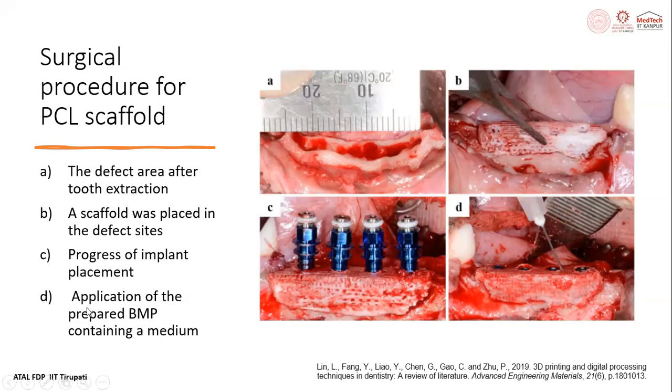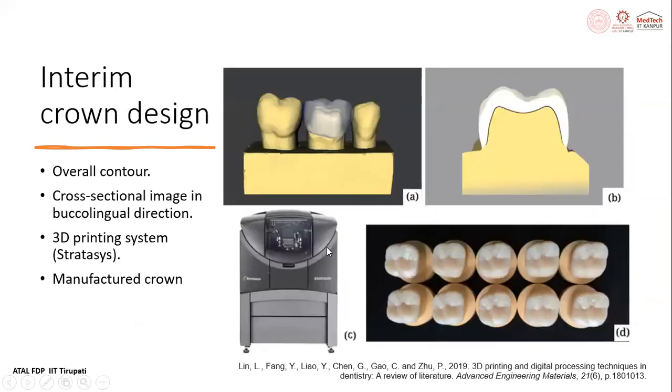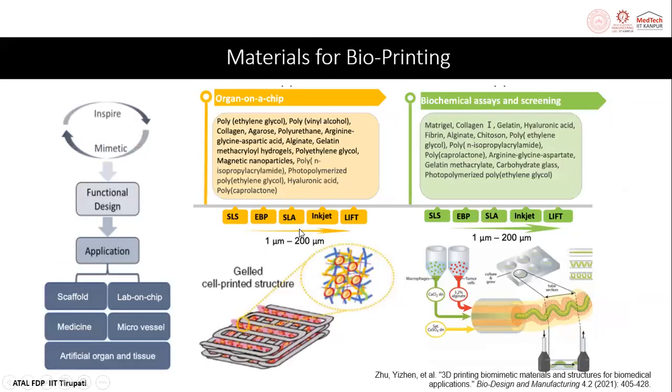Progress of the implant is made, and then you try to get this thing. So once you try to get everything, the chrome cover is made, and then they try to do it. So this is a machine wherein they try to print a ceramic crown, and they also have a possibility of printing metal.